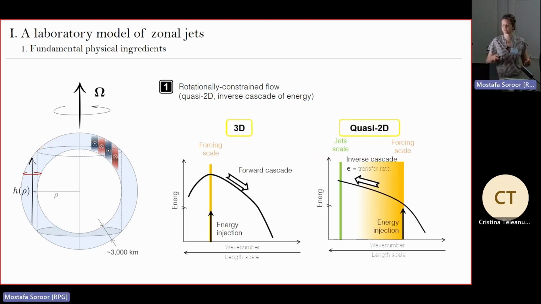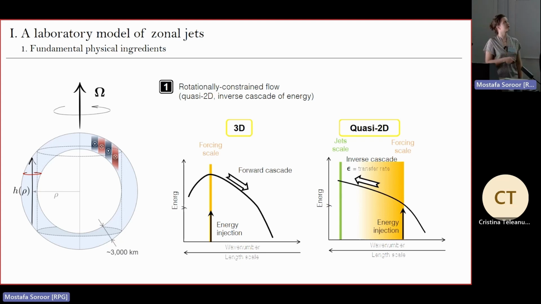Why is it important? If you have a turbulent flow, which is fully three-dimensional, the classical picture is to say, well, if I inject energy at some scale, it will cascade: we'll have a forward cascade towards smaller scales, larger wave numbers. On the other hand, if you have a quasi-2D or 2D flow, when you inject energy at some scale, it will be transferred towards larger scales. So we'll have an inverse cascade of energy.